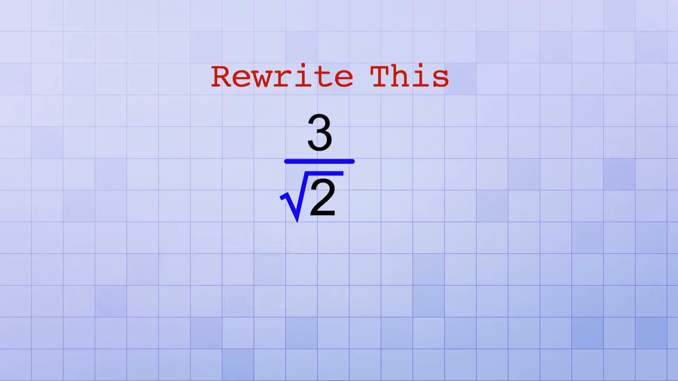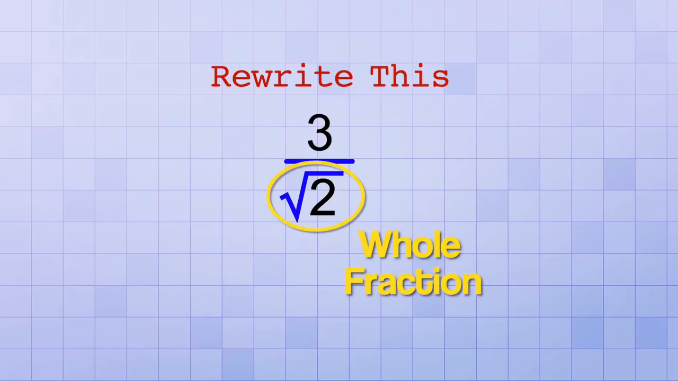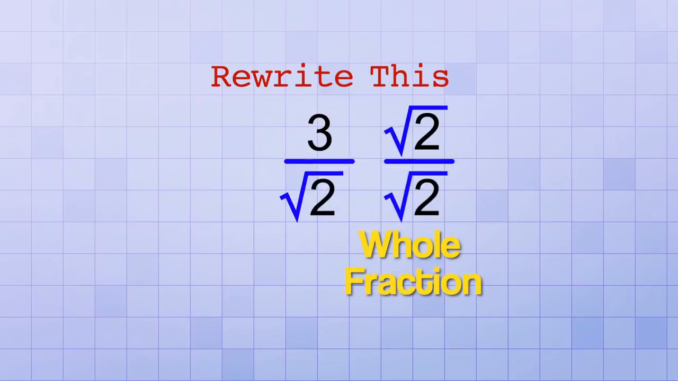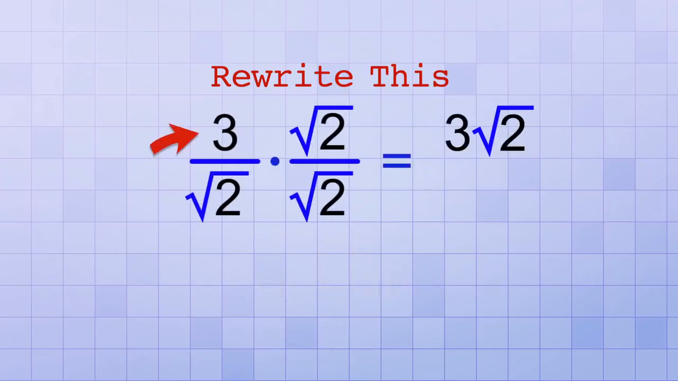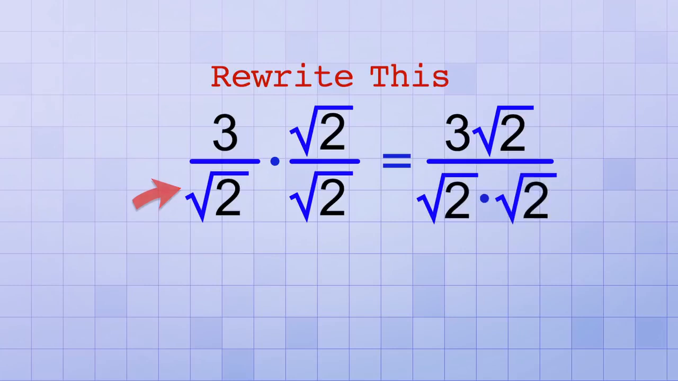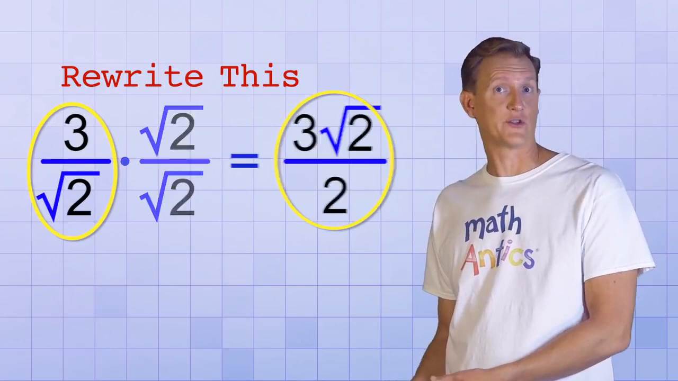All we have to do is make a whole fraction out of that radical denominator. In this case, that would be square root of 2 over square root of 2. Then we multiply our original fraction by that new whole fraction, whose value is just 1. On the top, we would get 3 times the square root of 2, and on the bottom, we would get square root of 2 times square root of 2, which by definition will just equal 2. So these two fractions are equivalent.